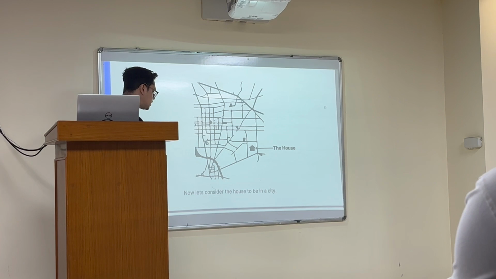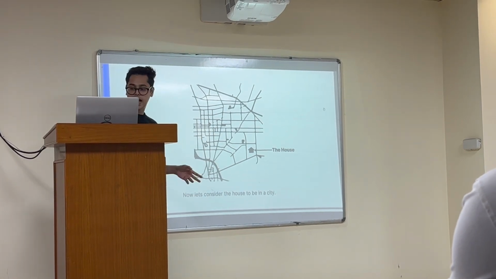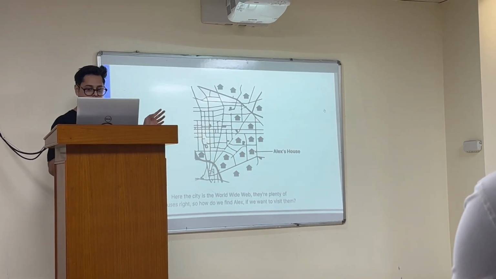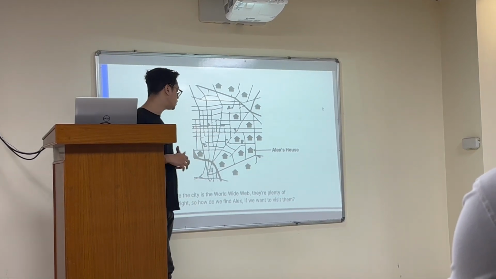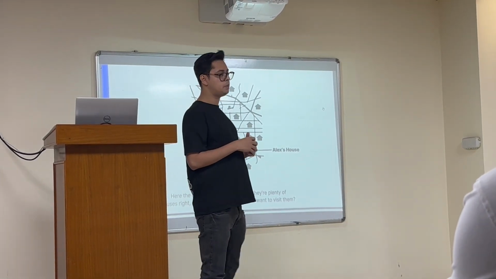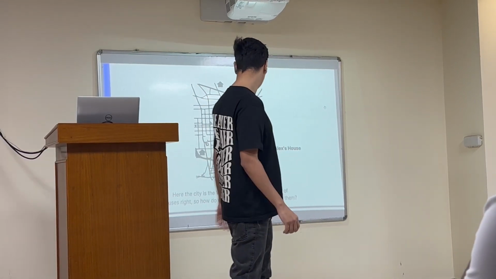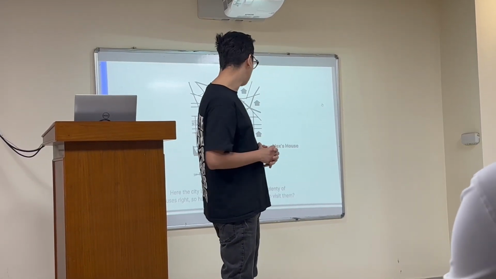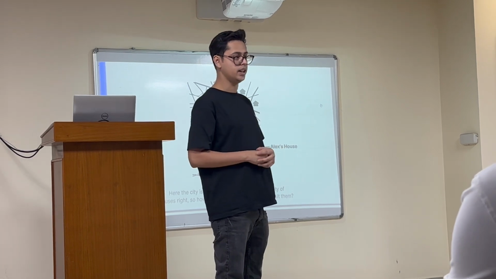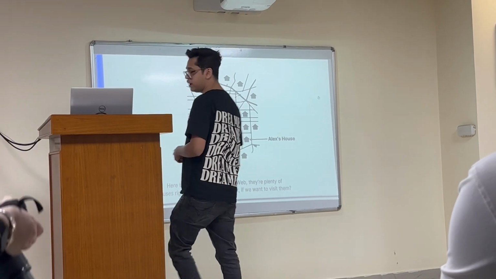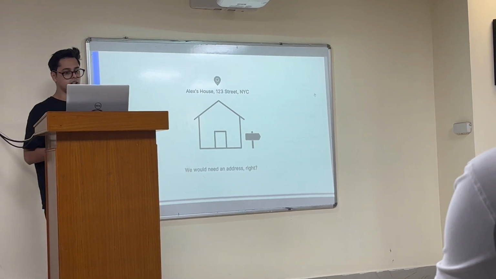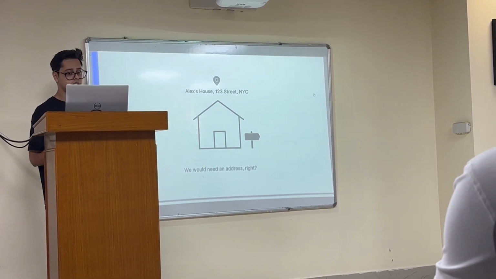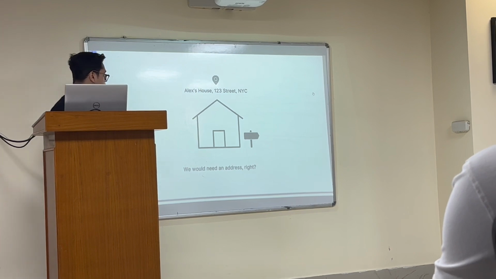Let's say Alex's house is within a city, and if Alex's house is within the city, there might be several other houses within the city as well. So if we consider the web server to be a house, and if we consider the city to be the World Wide Web, how would we reach Alex's house if we want to visit Alex? That's where we would need an address. If Alex's address was Alex's house at 123 Street, New York City, we would need that address to visit them.